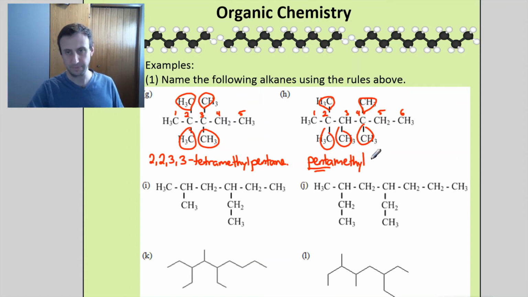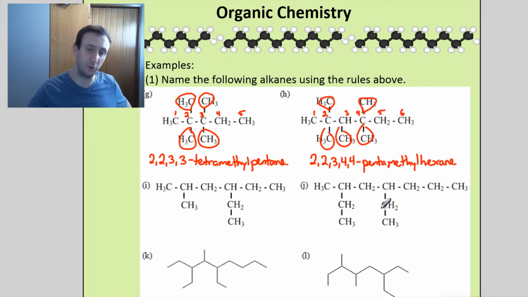Pentamethyl. Oh, whoa, I'm just so wrong here. Oh, back up the truck. Oh my word. I didn't put my numbers down. Geez, that's what happens when you zone out. I zoned out, I'm not gonna lie. 2, 2, 3, 4, 4. Penta, there we go. Methyl, and hexane, because I have 6 carbons in a row.